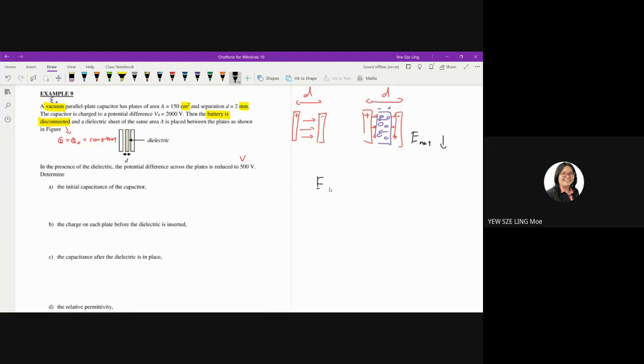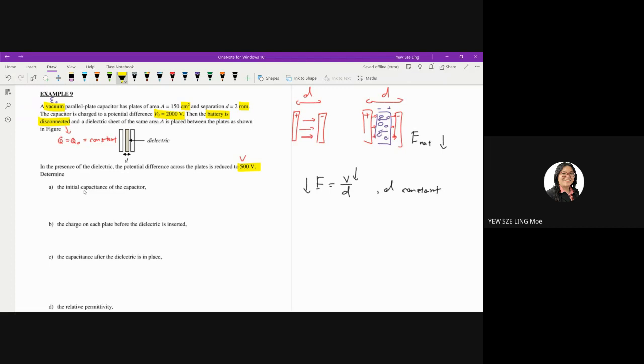Since we have E equals V over D, and D is constant because you are not changing the separation between the plates, when E drops, V drops. Therefore your final V is now 500 volts, which makes sense. Initially it was 2000, and after you insert the dielectric, it drops to 500. So now let's look at question A.